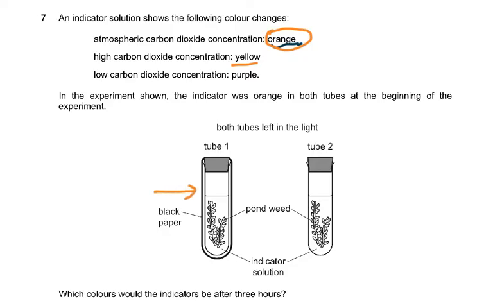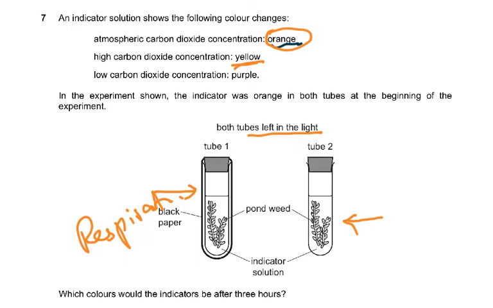So in tube 1, there's black paper, so there is no light, even though they were left in the light. This means it is only respiring and producing carbon dioxide. If it is producing carbon dioxide, then it will be yellow because there will be a high carbon dioxide concentration. In this situation, it has been exposed to light, so it is photosynthesizing and respiring.